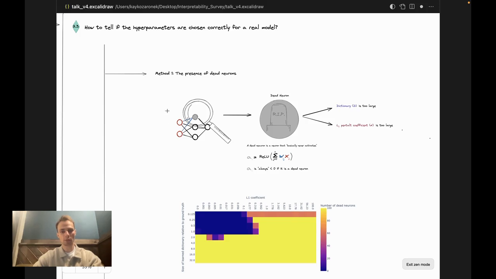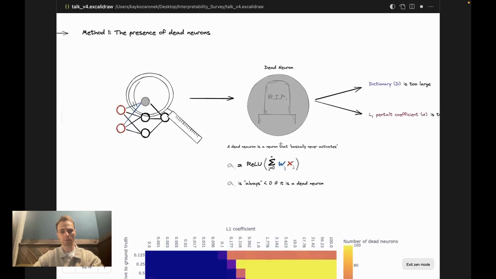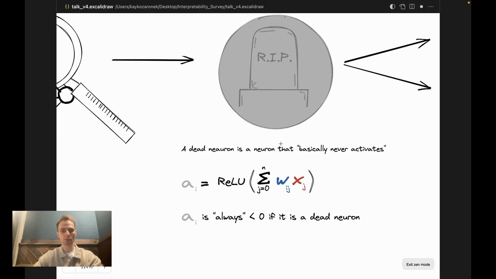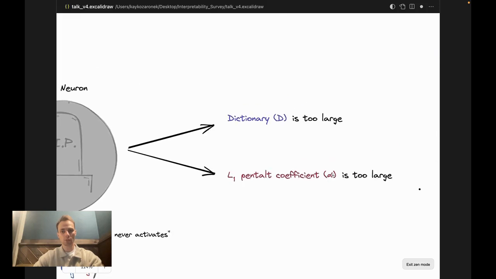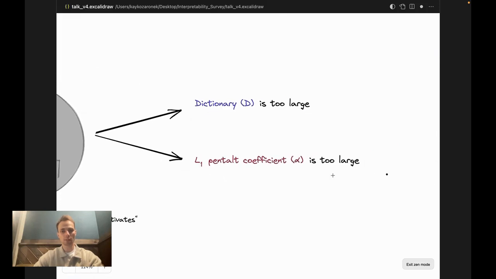Now, if we take a closer look at the sparse autoencoder and zoom in on the neurons, what makes a dead neuron is the following. A dead neuron is basically a neuron that never activates. What do we mean by never activate? Well, a neuron that never activates is simply a neuron whose activation value is always 0. The reason for there being dead neurons can be twofold. One reason is that the dictionary that we're learning is simply too large. The other reason is that the L1 penalty coefficient alpha is too large.